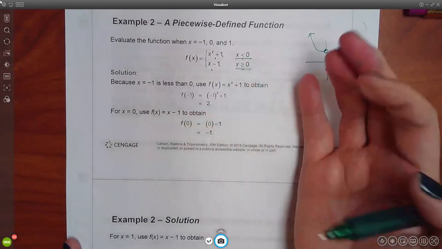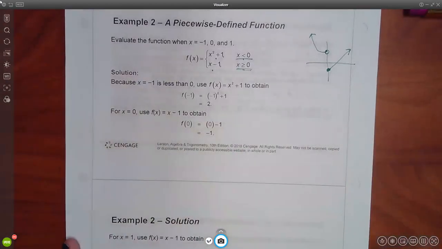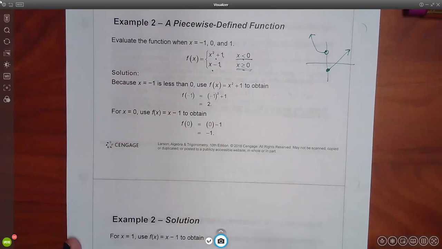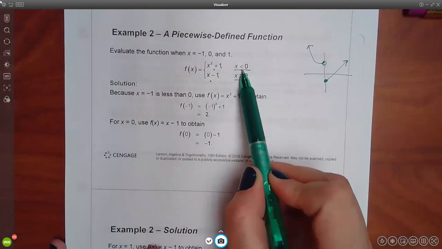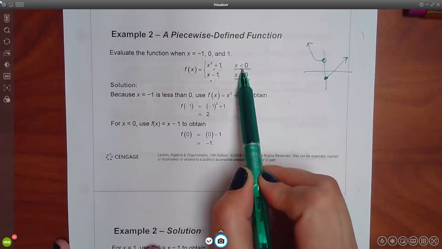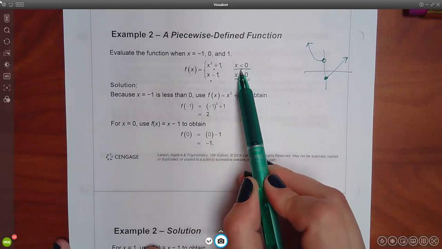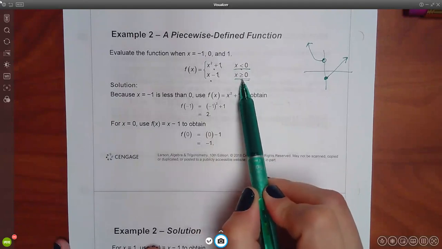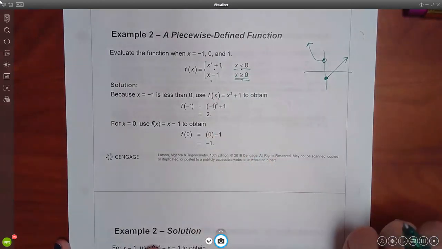So I basically have to go right to left, which is counterintuitive, right? If you read in English, that's your first language, then you're always going to go left to right, right? So it's kind of counterintuitive for us in English, but that's what you have to do. You have to basically figure out, where does this guy live? Does he live in this section or does he live in that section? And depending on where he lives, that's the function you're going to use for him.